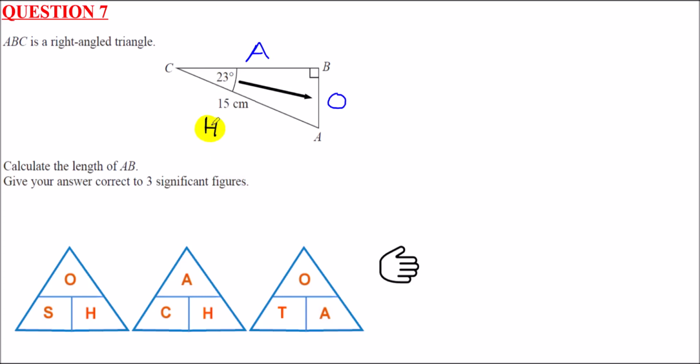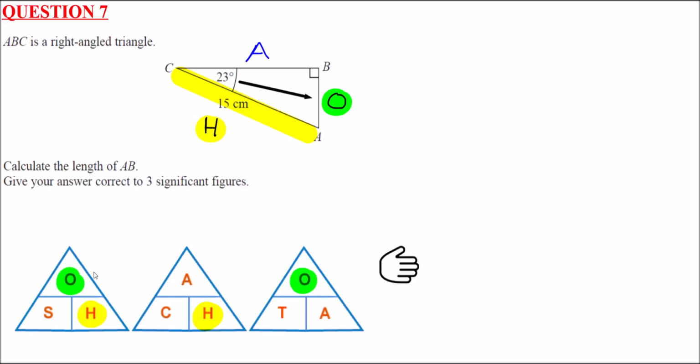Now, which side do we know? Well, we know the hypotenuse because we're told that's 15. So we know the hypotenuse, so I'm going to highlight this in the SOH, CAH, TOA triangles. I'm also going to highlight the side I want to know. I want to know the opposite side, so I'm going to highlight this wherever I see it. Always highlight the side you know and the side you want to know if you're trying to find a side.